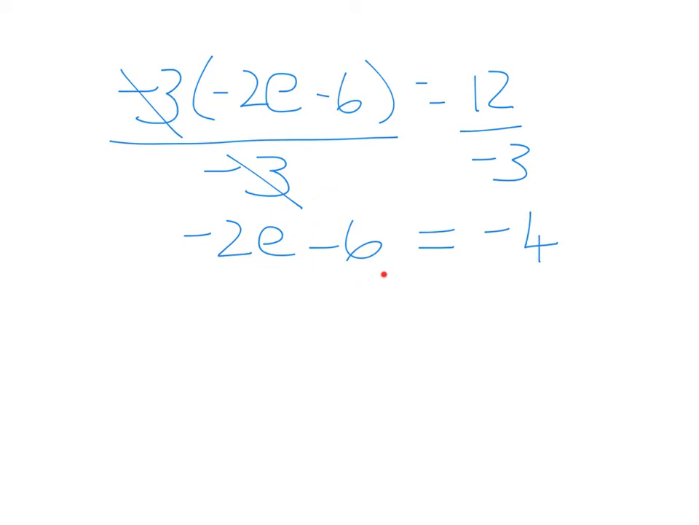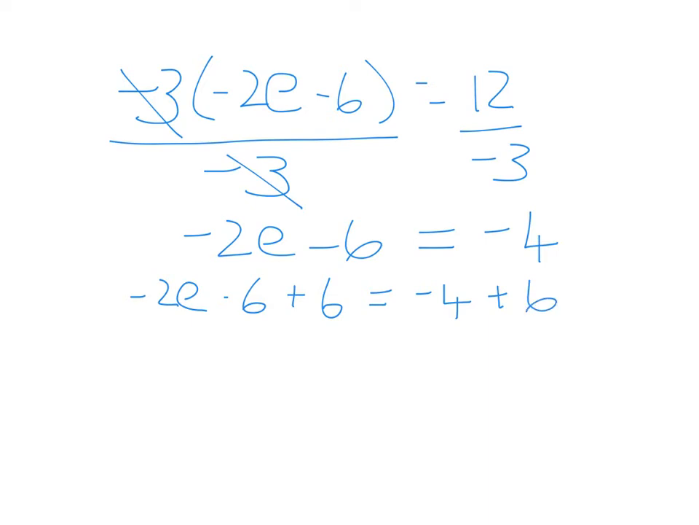All right, now we still don't have e by itself, and the next easiest one to get rid of is our negative 6 here. So this is minus 6. To get rid of it, we use the inverse operation, which is to add 6. So let's put in here negative 2e minus 6 plus 6 equals negative 4. Remember, whatever we do on this side, we have to do on the other, plus 6.